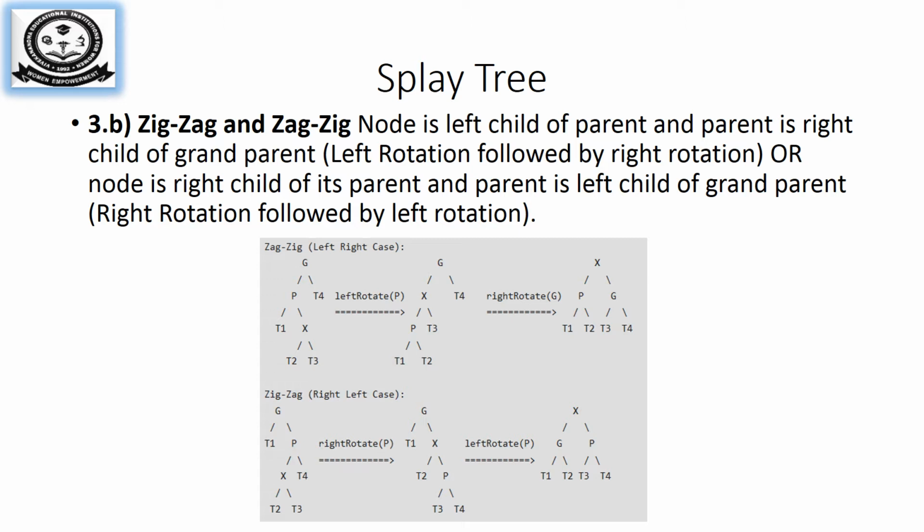So it is LR rotation and RL rotation. We have used the names zig-zig and zig-zag, so commonly we can take it as zig-zag alone. You will take it as zig-zag. So what is a double? It is similar to the double rotation in your AVL tree.